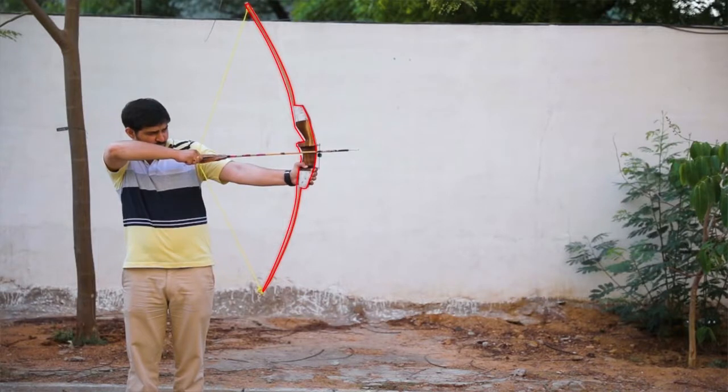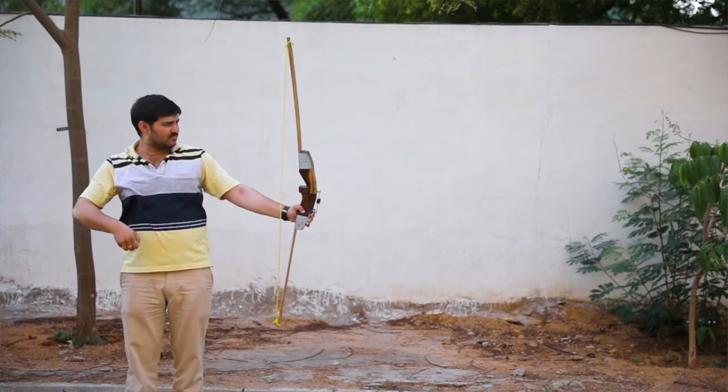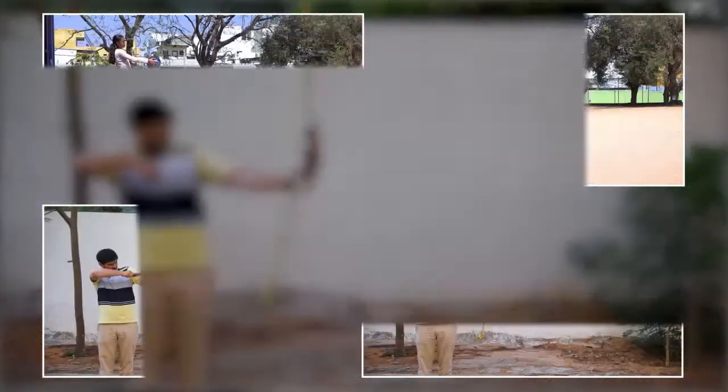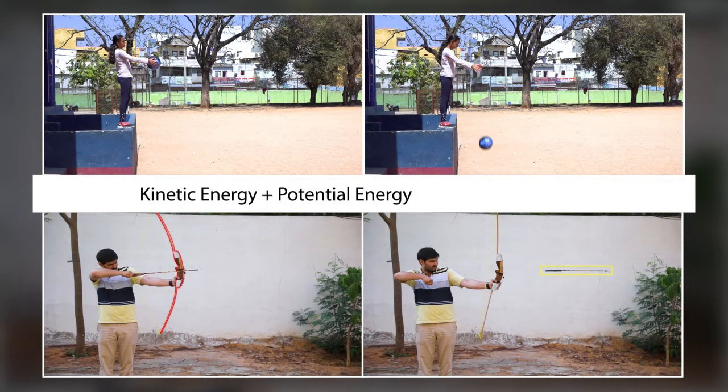For example, when the stretched bow is released, the potential energy stored in the bow gets transferred into the arrow and it starts to move. The energy present in the moving arrow is an example of kinetic energy. Thus, kinetic and potential energy together constitute mechanical energy.